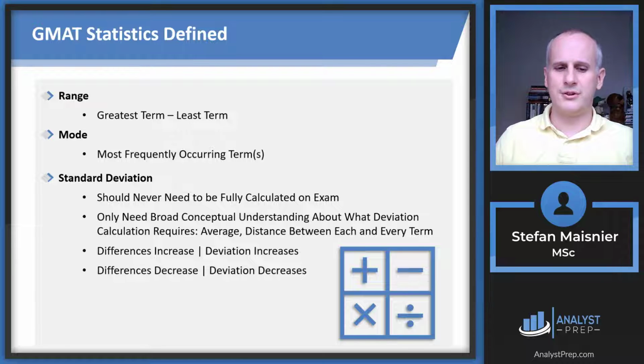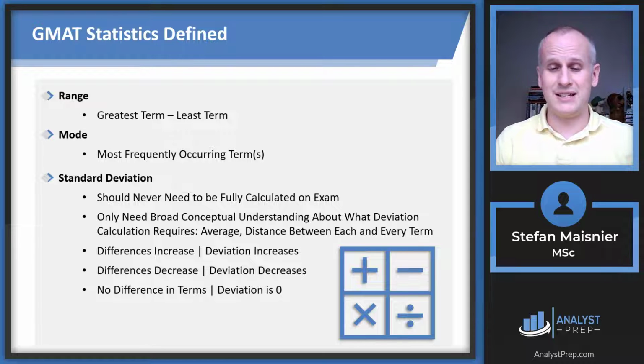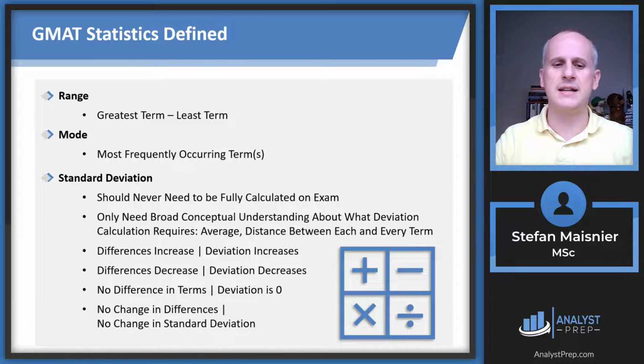Similarly, if the differences decrease in your set or sequence, your deviation is going to decrease. Again, it's just based on proportionality. If, however, you have no difference in your terms, say your set is 5, 5, 5, 5, 5, 5, and 5, then your deviation is 0 because there is no difference between any of those terms. Again, the sorts of things that the exam might expect you to recognize. And if you were to have no change in your differences, you're going to have no change in standard deviation.